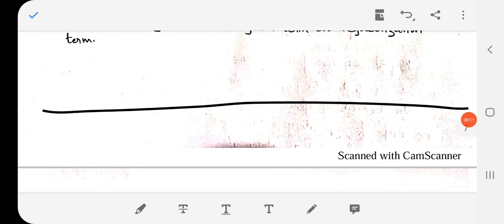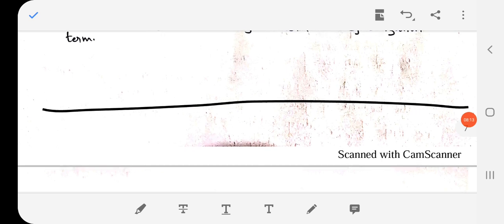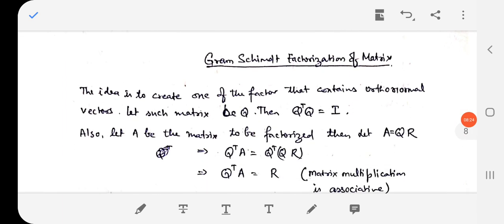In the next part, we are going to talk about the Gram-Schmidt decomposition of the matrix. The idea of this Gram-Schmidt factorization is based on the fact that if you take the projection of a vector into orthogonal complement subspaces, then adding those two projections will regenerate the vector. And that idea we are going to use in the Gram-Schmidt factorization of the matrix.